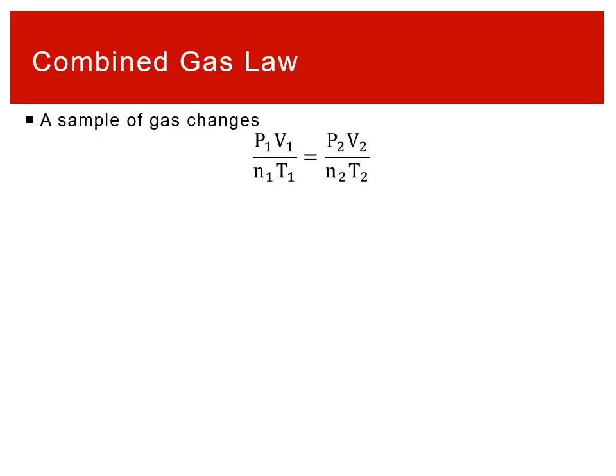So let's think about just a sample of gas changing. Because when we arrange the ideal gas law, it's always equal to R, which is a constant, we know that this combination always gives us the same value. So we can put 1s on all of our variables for the ideal gas law. So we have P1 V1 divided by n1 T1 is equal to P2 V2 divided by n2 T2. But it's a sample of gas, so that would imply it's a constant number of moles, which means that the two n values are the same.